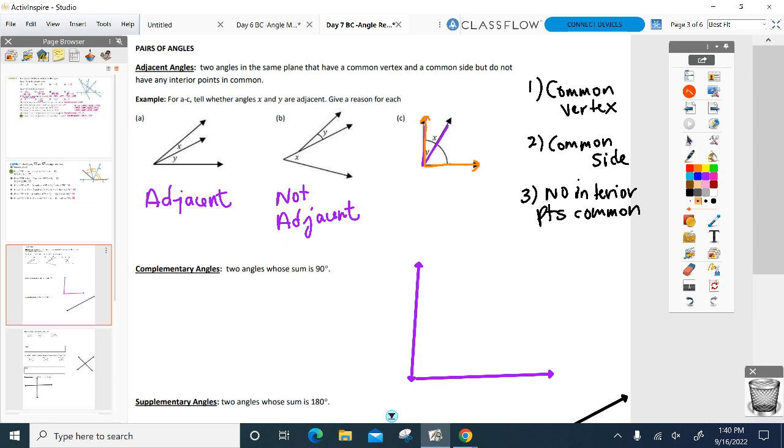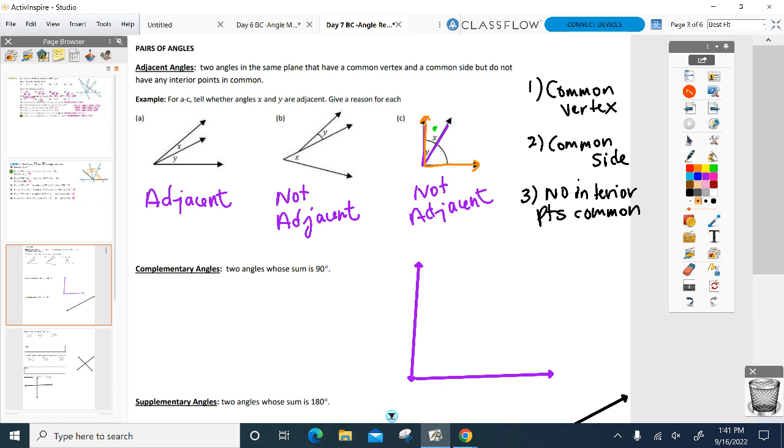So do they share a common vertex? Yes. Do they share a common side? Yes. Yeah, it's this one right here. Can you put a point in one of the angles that's in both? Yes. Yeah, I can. Right here. That's in Y and it's in X. So yes, yes, no, sorry, they're not adjacent. Has to fulfill all three requirements. 2 out of 3 won't cut it. All right, so there's adjacent.